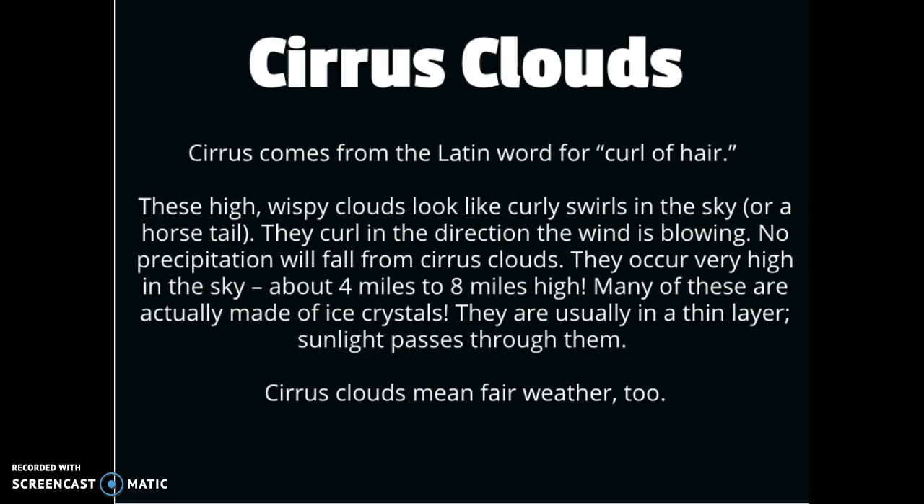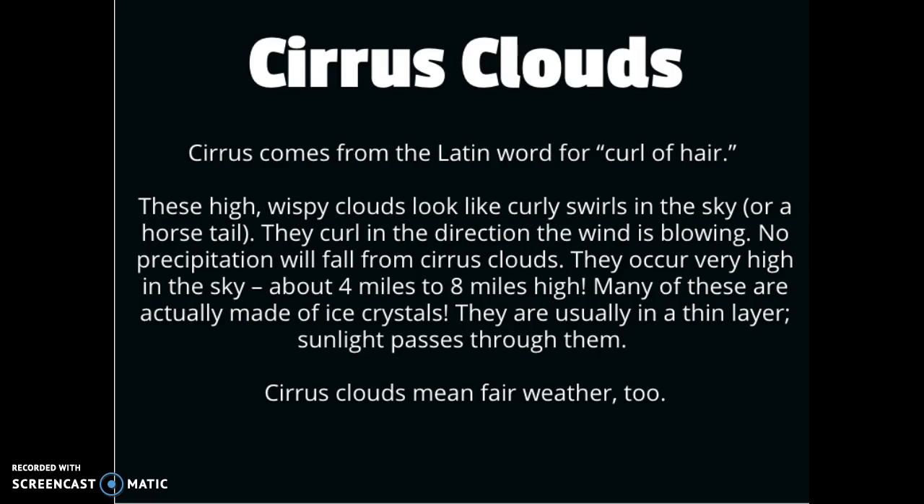They curl in the direction that the wind is blowing. No precipitation will fall from cirrus clouds. Here's a very cool thing. They form really high in the sky, and a lot of these are made of ice crystals. They're made of ice crystals. They are very thin, and sunlight can pass through them.